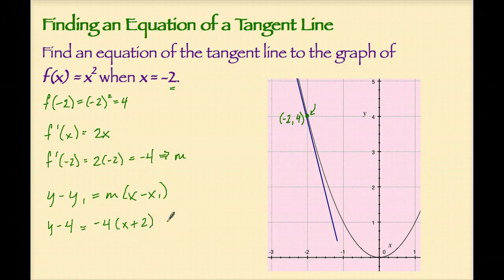Now technically this is an equation of a line, but if you want the equation in slope-intercept form, two short quick steps will get you there. Distribute the slope. You have negative 4x minus 8, and then add 4 over. y equals negative 4x minus 4. And that is the equation of the tangent line at the point negative 2, 4 on the graph of f of x equals x squared.